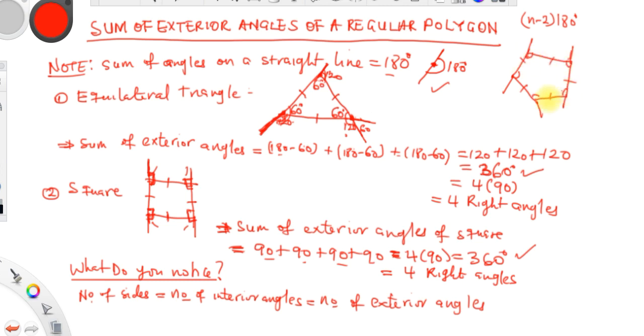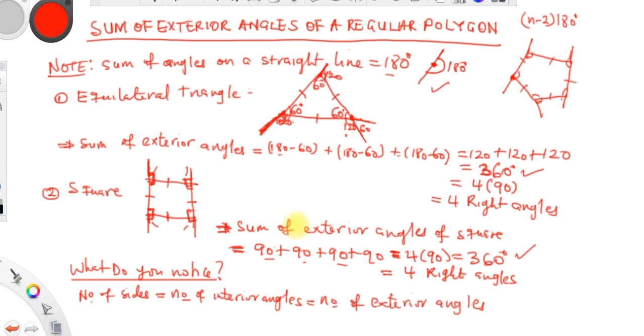We have 5 interior angles, and we also have 5 exterior angles, 1, 2, 3, 4, 5. So the number of interior angles will always be equal to the number of exterior angles, because after all, at a vertex, the interior angle and the exterior angle are formed, and they sum to 180 degrees.